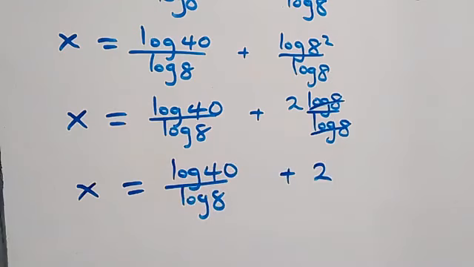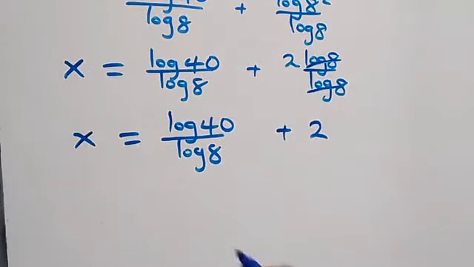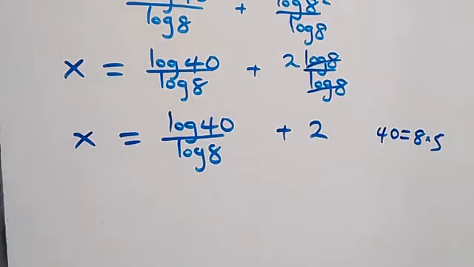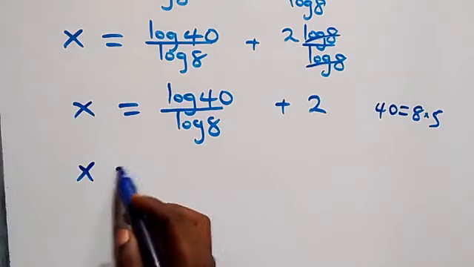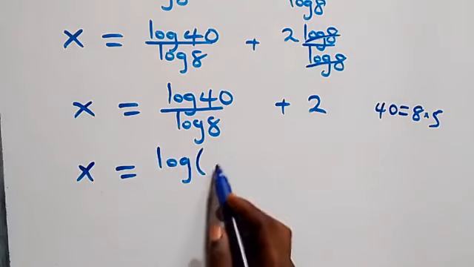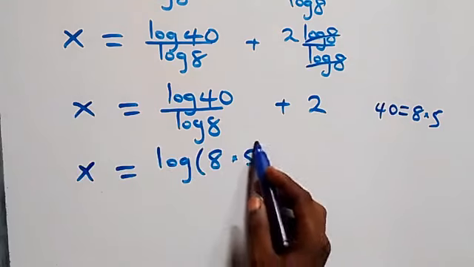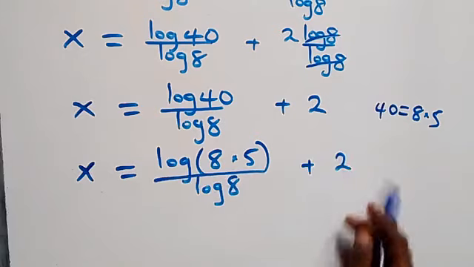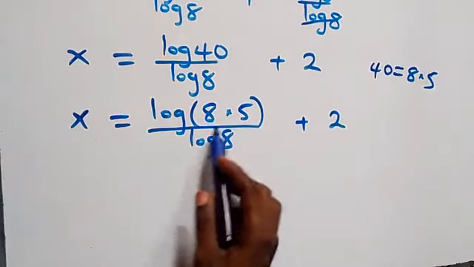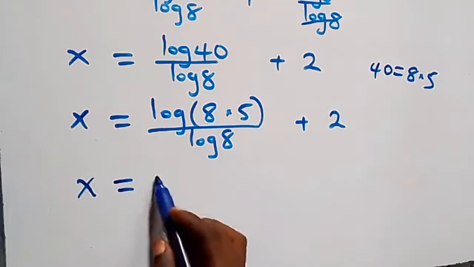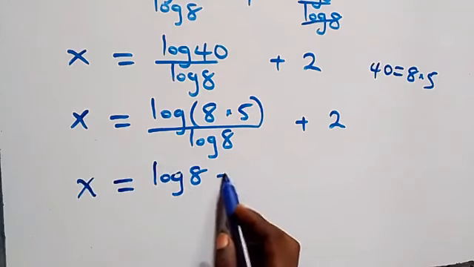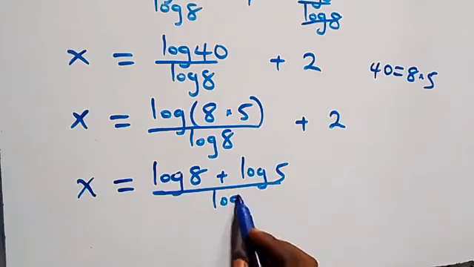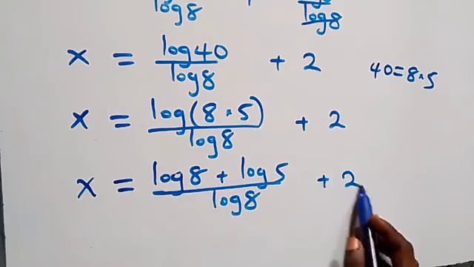plus 2 here. Then from here as well, we can express 40 as 8 times 5. That is, what we have becomes x equals log 8 times 5 over log 8 plus 2 from here. Then here, this also follows the law of logarithm, and this becomes x equals log 8 plus log 5 over log 8 plus 2 here.